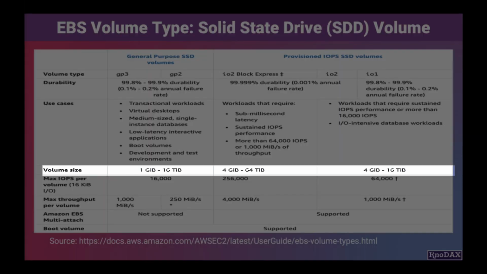Let's talk about volume size. General-purpose SSDs provide volume size in the range of 1 to 16 terabytes, while provisioned IOPS SSD volume provides a much larger size, up to 64 terabytes, and the minimum size is 4 gigabytes.